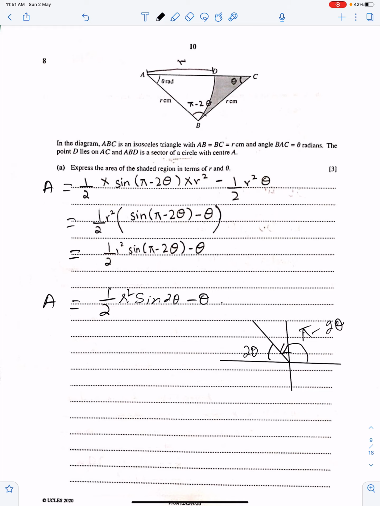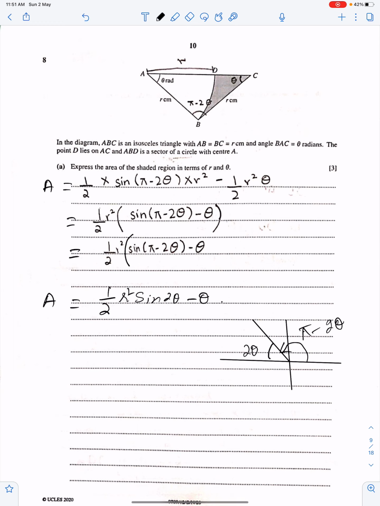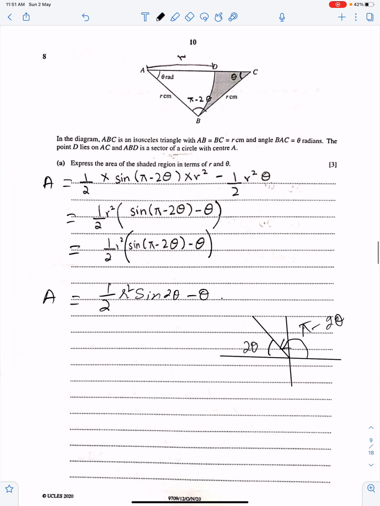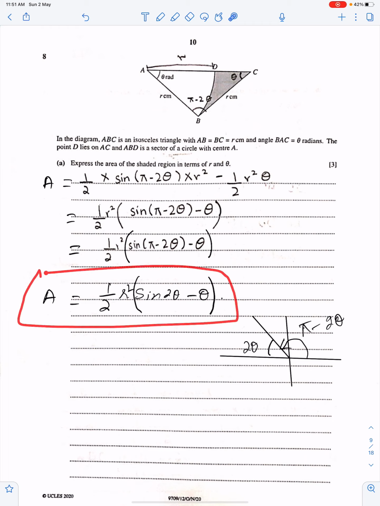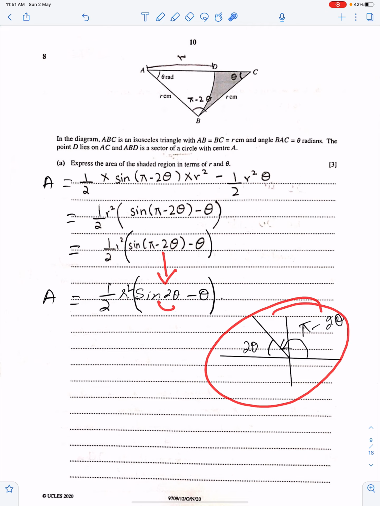Let me correct this. This is the bracket. The bracket is here. So this is the expression for the area of the shaded region. I replace sine of pi minus 2 theta by sine 2 theta because of this.